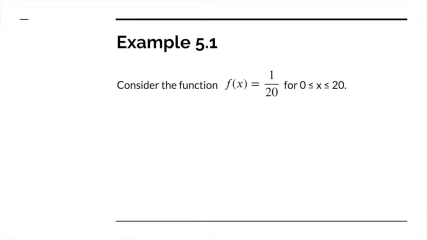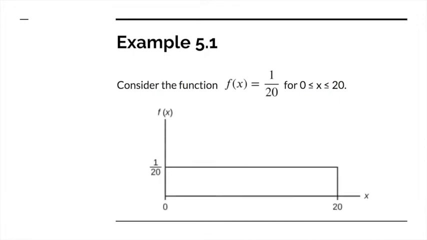Let's look at this one here. We'll consider the function f of x equals 1/20 between 0 and 20. We can confirm that this is a proper PDF function, because if we take the height of this rectangle, which is 1/20th, and multiply it by the width of this rectangle, which is 20, 1/20th times 20 gives us 1. So the area inside this rectangle is 1, which makes it legitimate, so to speak, as a PDF function.